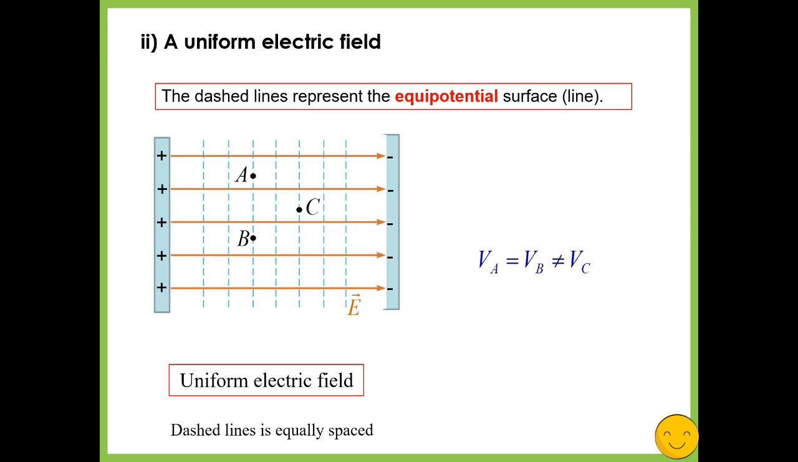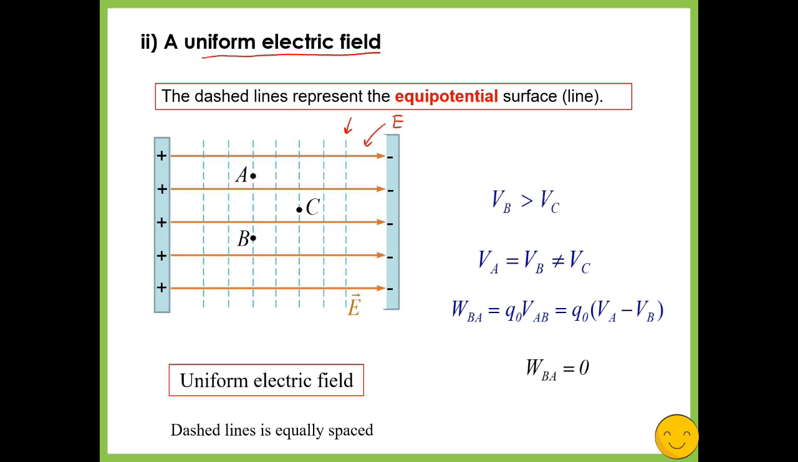For a uniform electric field, this is the lines of electric field, and the dotted blue line here is the equipotential lines, which are always perpendicular to each other at any point in the uniform electric field. So this is our equipotential lines.